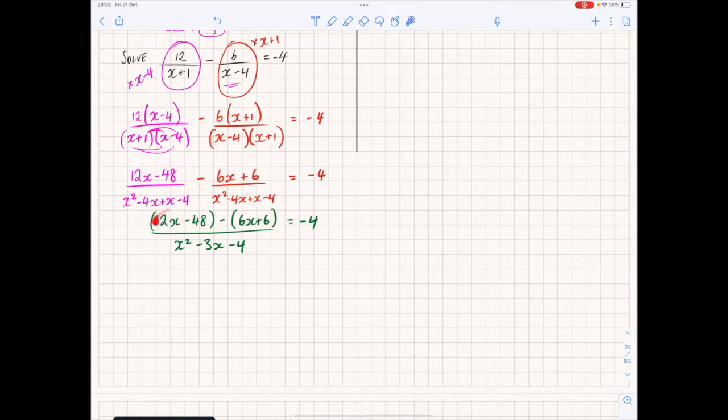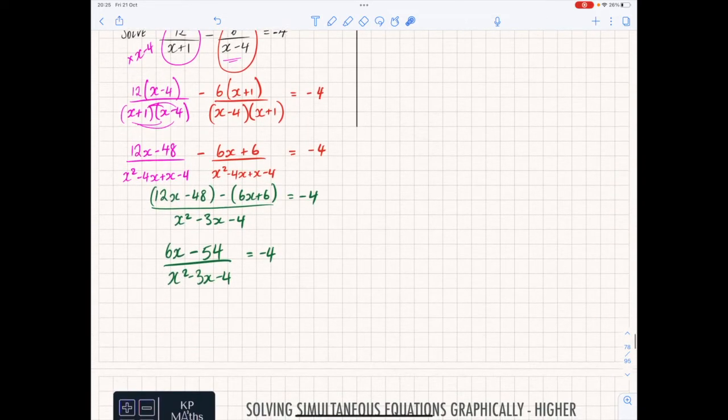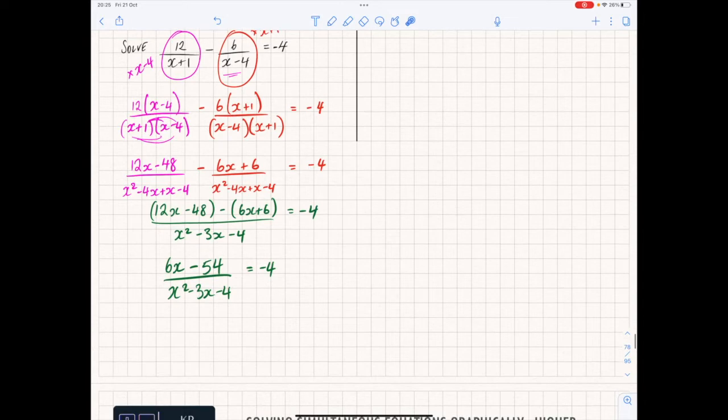So let's just look at, we've got 12x minus 6x. So therefore, that gives me 6x. Then I've got minus 48 minus positive 6, which is the same as just doing minus 48 minus 6, which ends up giving me minus 54, all over x squared minus 3x minus 4 equals minus 4. So now we're in a similar position to what we had over here, where we've created an equation that we just now need to solve. But the only difference here is this one's going to become a quadratic.